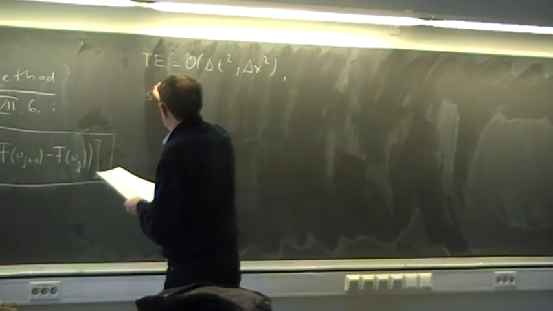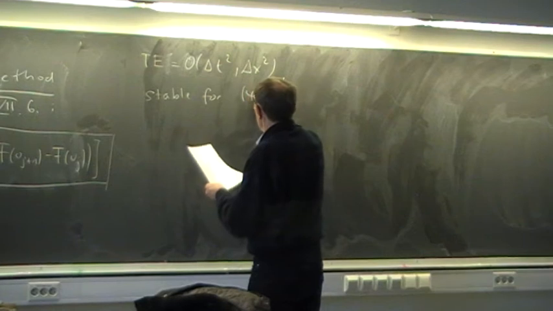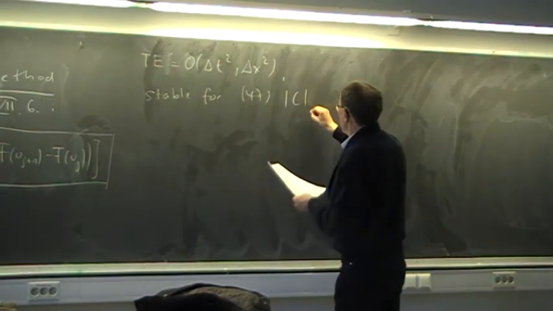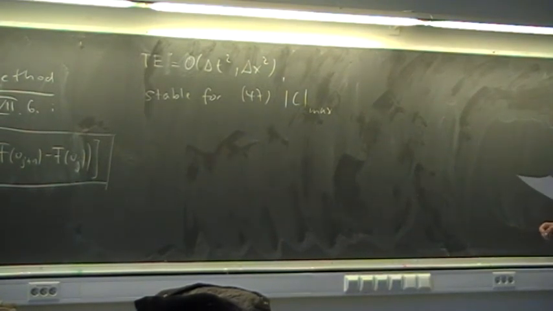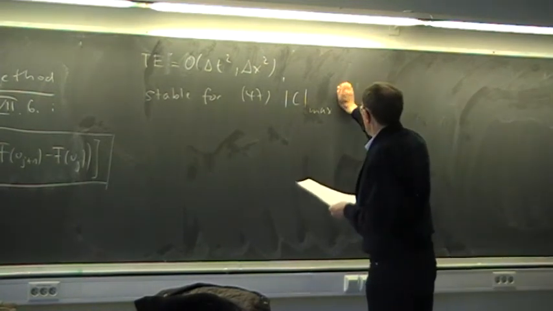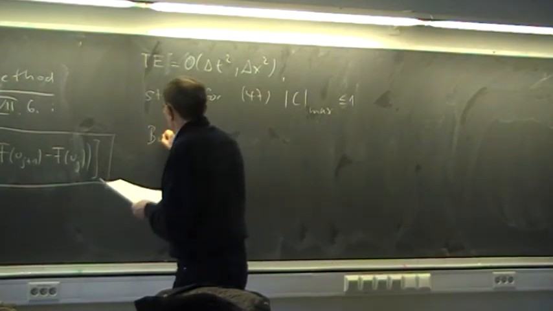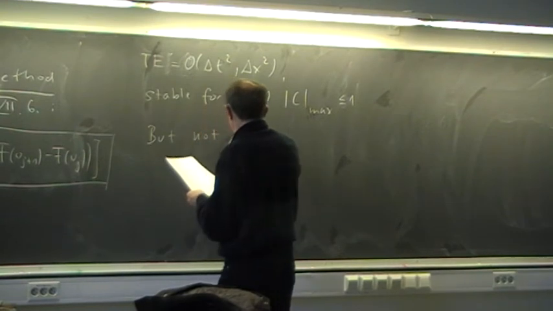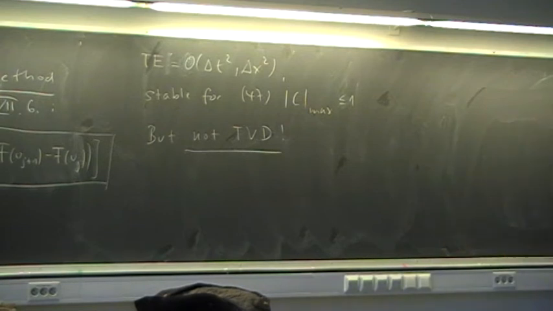It is stable for the same condition that we had before, also for the upwind method and also for the Lax-Friedrichs method, when the CFL number is smaller or equal than 1. But it is not TVD. So therefore it is not useful to use it when we have discontinuities. So there the other methods, although they are of lower order, they are only first order, they are better.